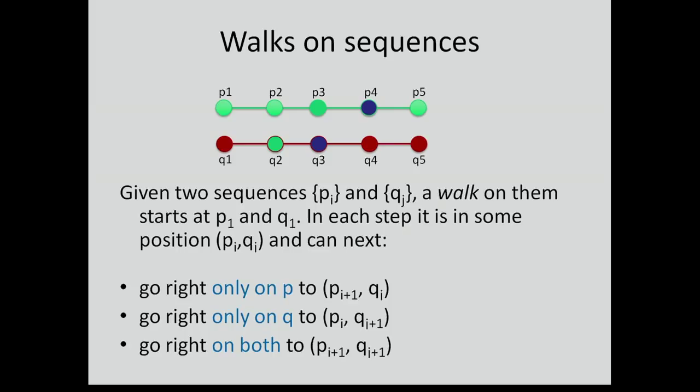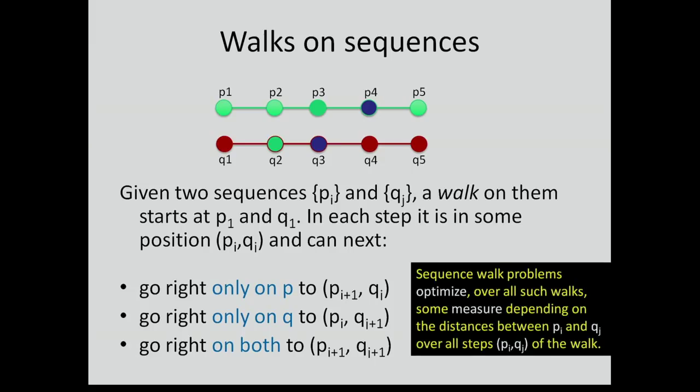Okay, so these are the types of walks we're exploring. We're given two sequences of points, and we're exploring walks of this form. Among these walks, we're going to optimize some measure. The measure we are optimizing depends on the problem, but in particular, it's some function of the distance between the points in each step of the walk. Frechet and dynamic time warping have different functions. All right, so hopefully this is clear. Now I can define the next two problems.